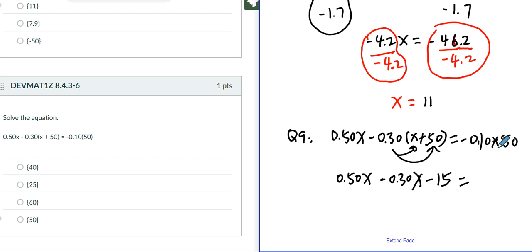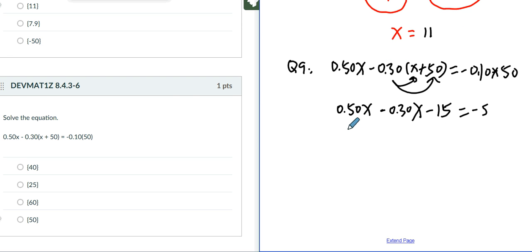Now right here, 0.1 times 50, you got 5, negative. Okay. So make sure here is negative 0.3, it goes to 50 as well. A common mistake is we forgot about 50. Okay. All right, keep going. Now we're going to combine those two x terms. 0.5 minus 0.3 is 0.2, and then x.